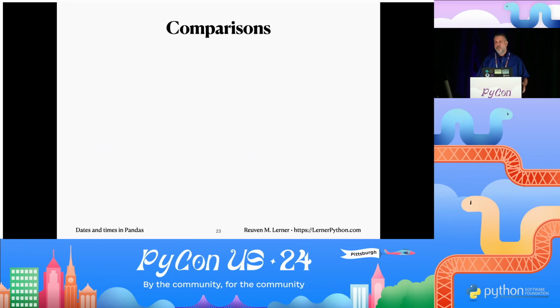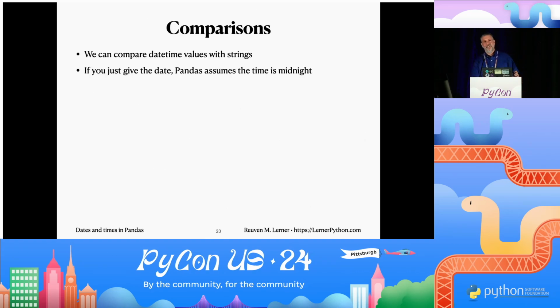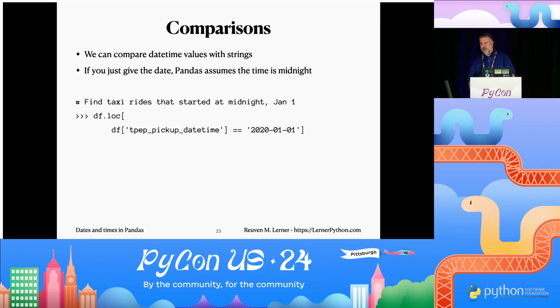So I can do more than that. I can do comparisons. We can compare datetime values with strings. And if you just give the date, Pandas assumes the time is midnight. So if I say here, df pickup datetime equals 2020-01-01, so it's going to look for January 1st. It's going to find all the rows that are equal to that. And then I'm going to use df.loc to filter those rows. So now I find all those rows, only those, though, that started on January 1st at precisely midnight.